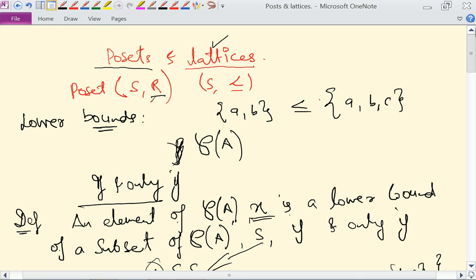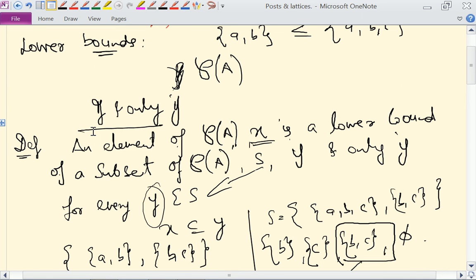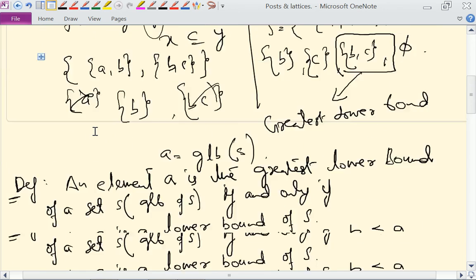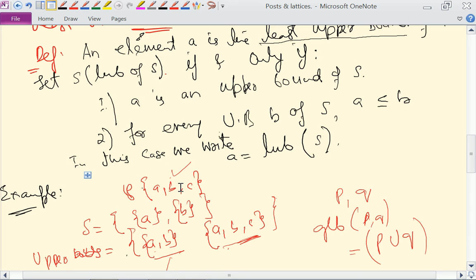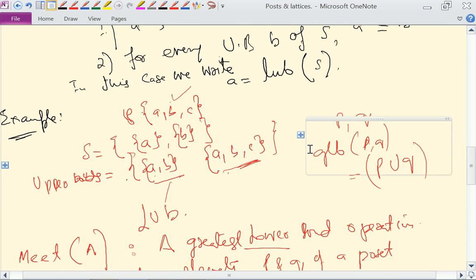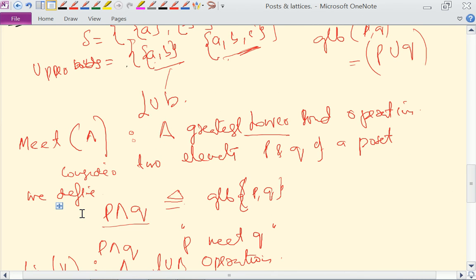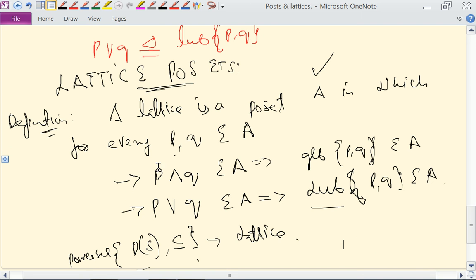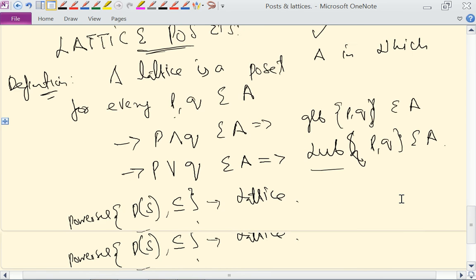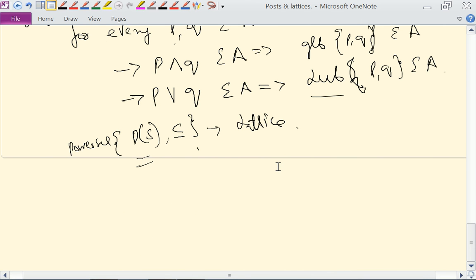So we discussed a lot of things today. One was the lower bound, then the greatest lower bound, then the upper bound and the least upper bound, so unions, intersections and all. Then we got the meet operation and the join operation, and if both of these are in a set A, then we can say that the poset on set A is a lattice. So we have to find whether the GLB and LUB exist or not, and then it is simply a lattice. Getting me? That's all for this segment.